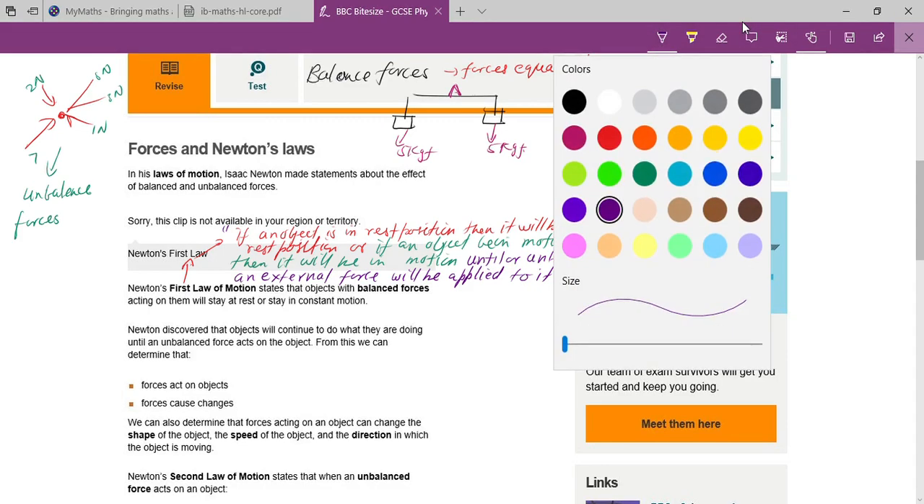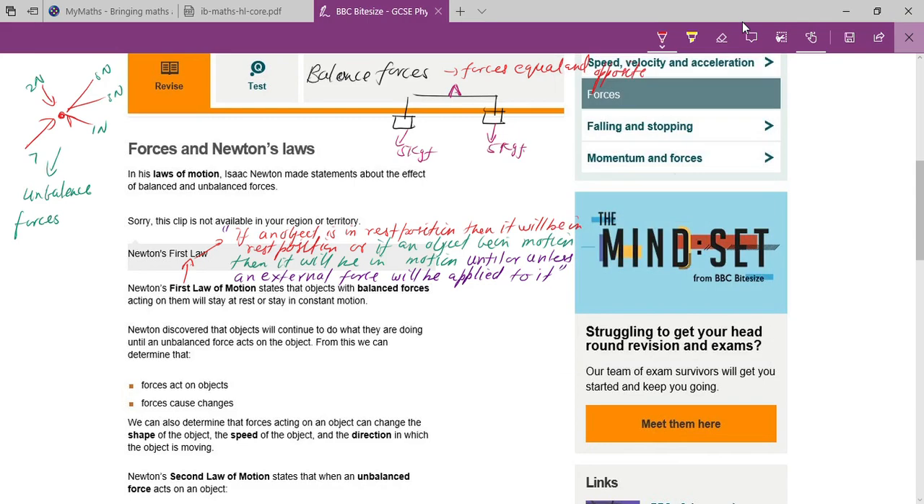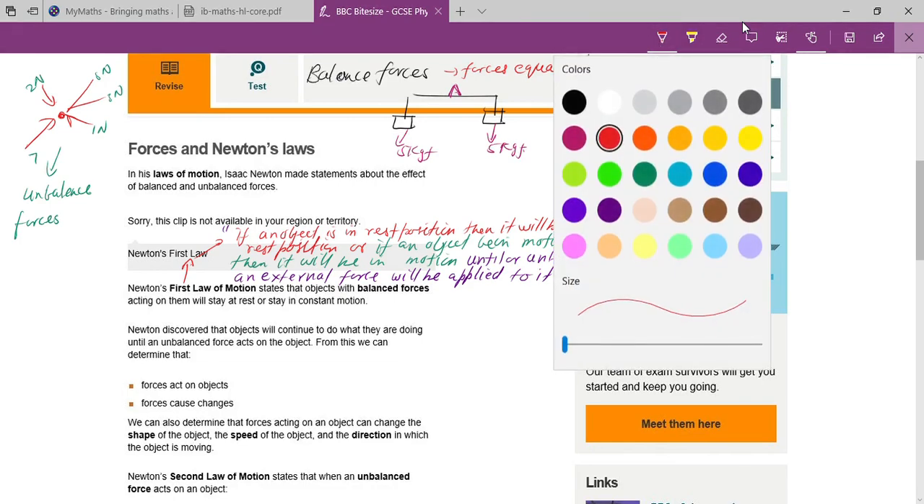What am I writing? I am writing that red plus purple.